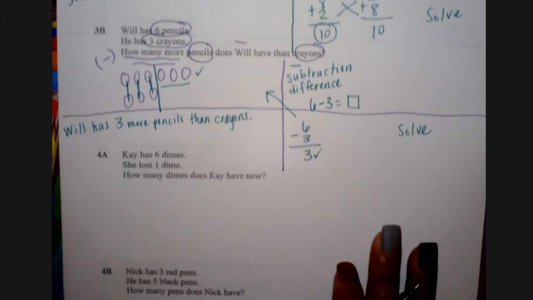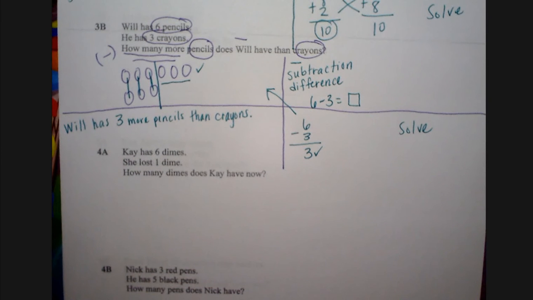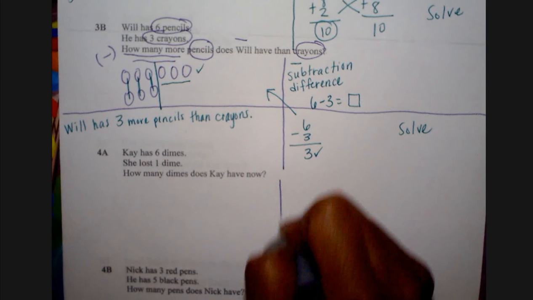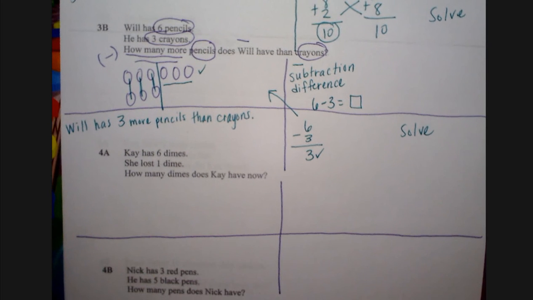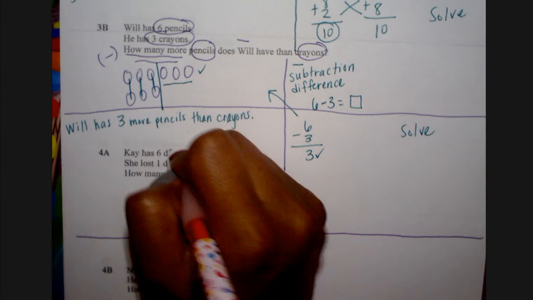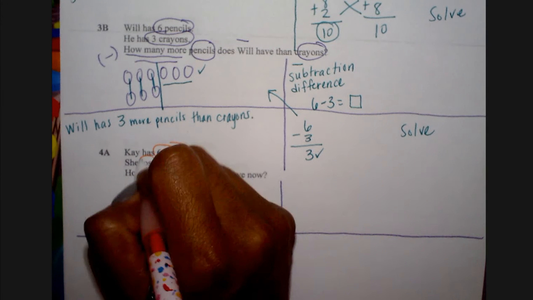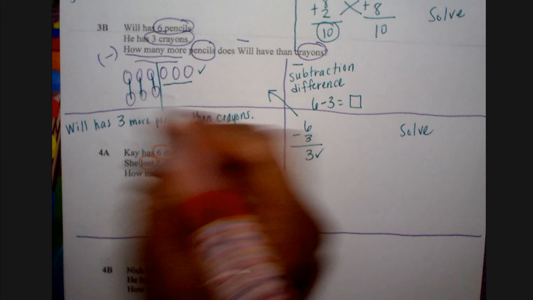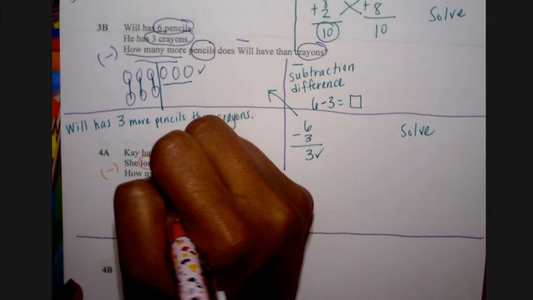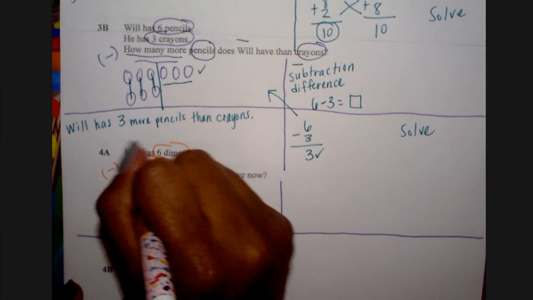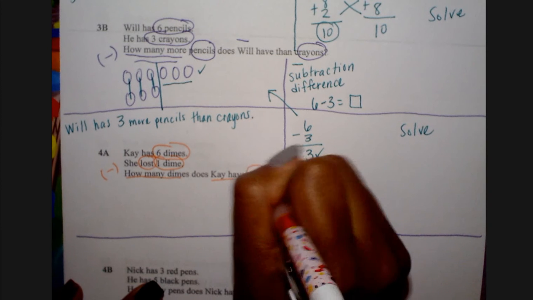Okay, for A, Kay has 6 dimes. She lost 1 dime. How many dimes does Kay have now? First step is our upsie. Important information. She has 6 dimes. If you lose something, you no longer have it. So that is our key word to tell us that we are taking away. How many dimes does Kay have now?